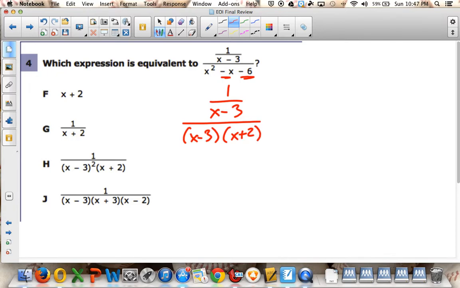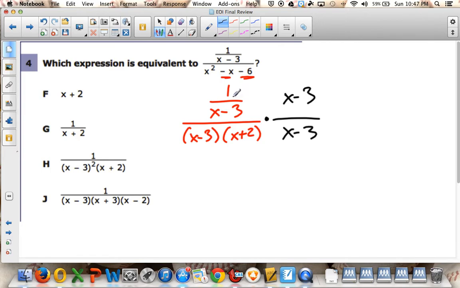So now I've got to ask myself, how do I get rid of a fraction inside of a fraction? I multiply by the denominator. Since I have the fraction in the numerator, I'm going to multiply the top and the bottom by its denominator. The denominator right here is x minus 3. So I multiply the entire top by x minus 3, and then I multiply the bottom by x minus 3. Now, in essence, what I'm multiplying by is 1, because x minus 3 divided by x minus 3 is 1. Anything divided by itself is 1.